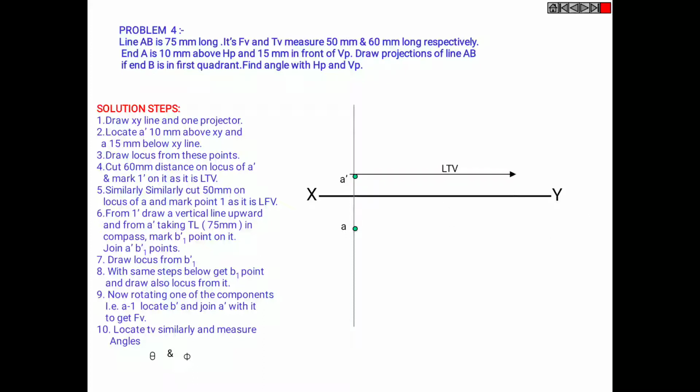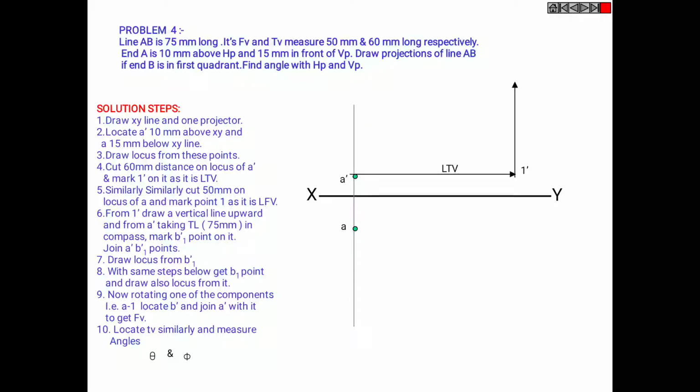So there are some relevant steps to solve this problem. We'll see one by one. Firstly, draw the XY line and one projector. So this is your XY line and a projector. Locate A dash 10 mm above XY and A 15 mm below the XY line. Draw locus from these points, which is the length of top view.